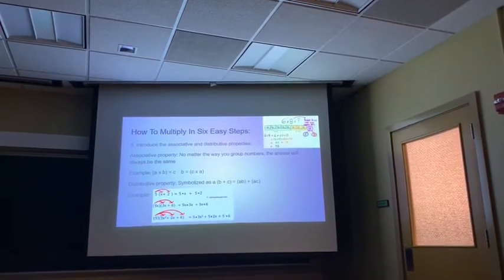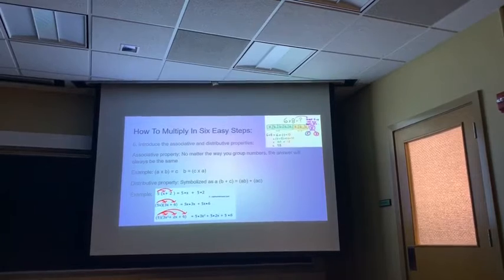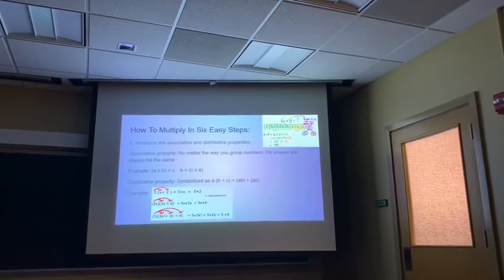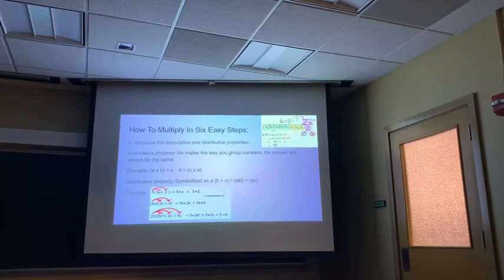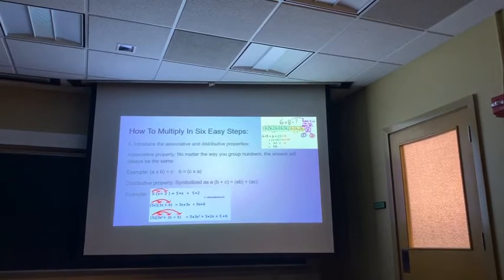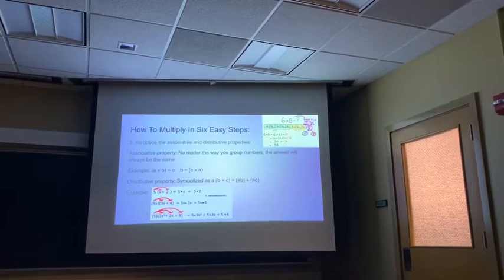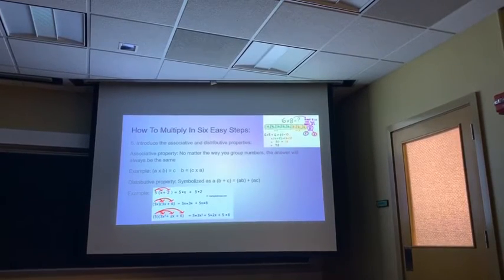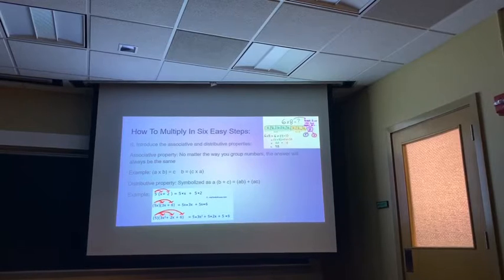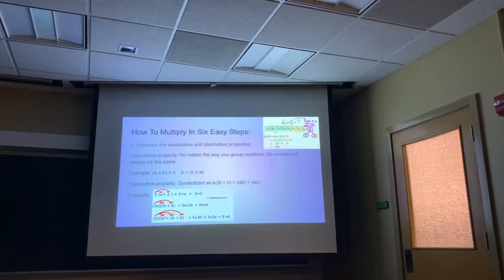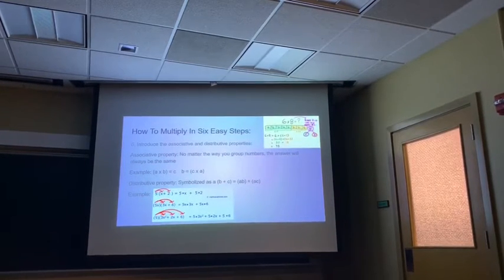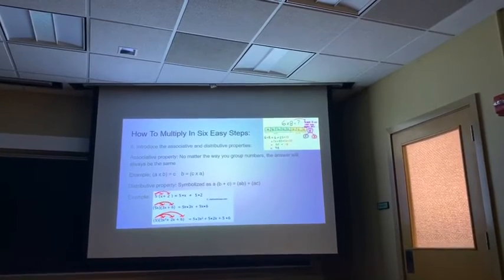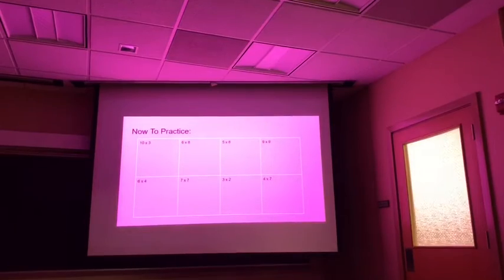In step 6, you can use the associative or distributive properties to get your answers as well. For the associative property, no matter the way you group your numbers, the answer will always be the same. Both properties are shown here on the 2 models I've given. And now to practice.